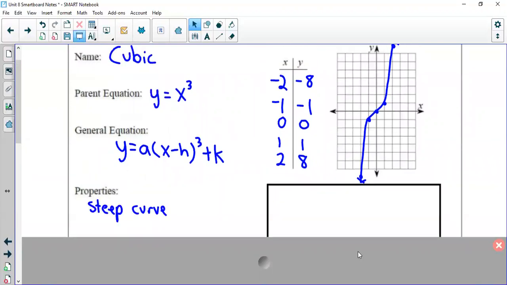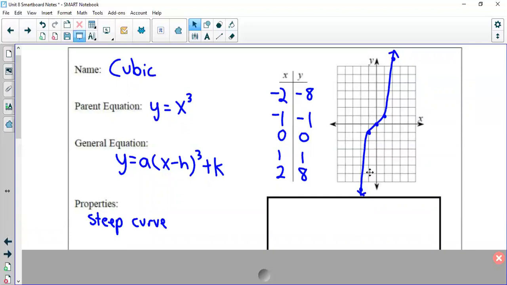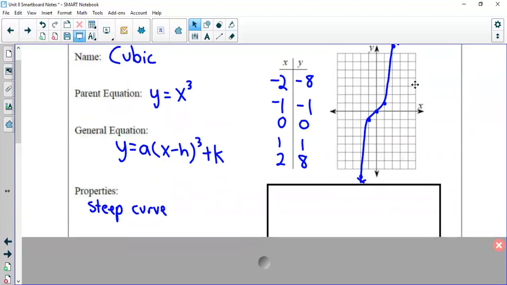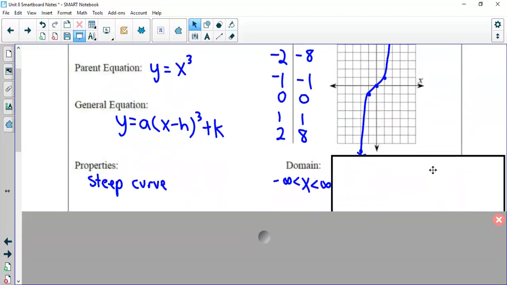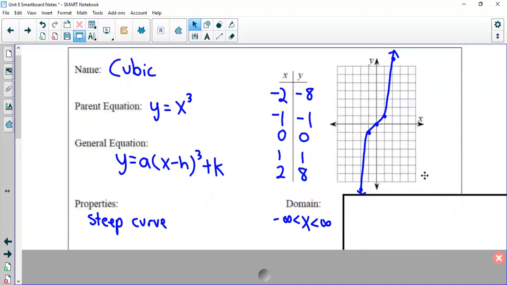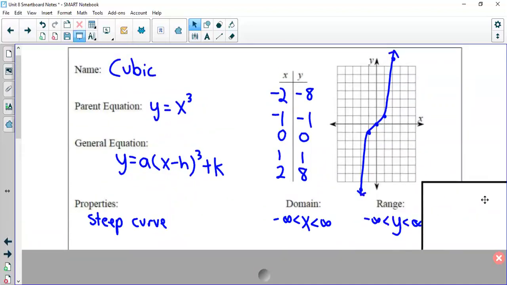The properties, it's like a steep curve. Notice how fast it's growing. It does flatten out right here, which is very important to help us determine how it shifted, and then it grows very fast again. Our domain, it does go left forever and right forever, and it does go up and down forever as well.